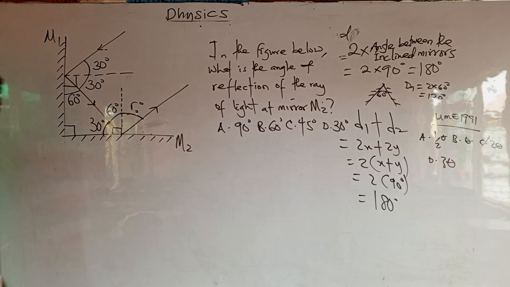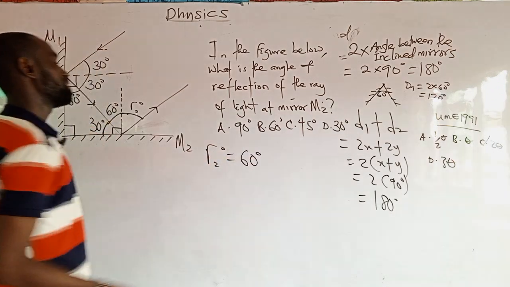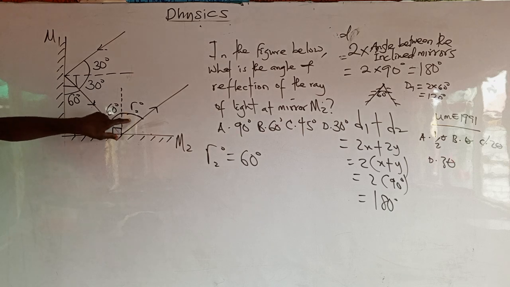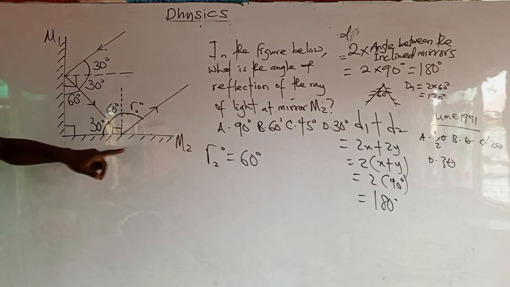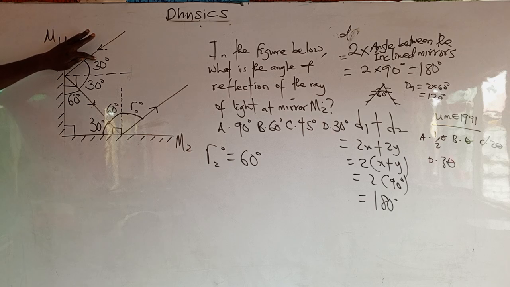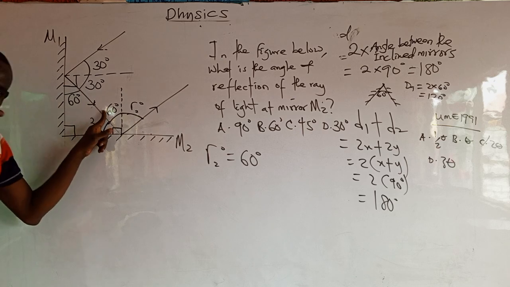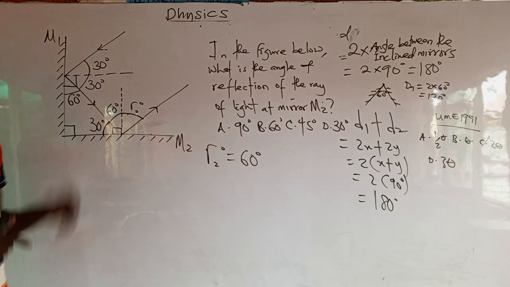What will be our angle of reflection at mirror M2? 60. Why? Because the angle of incidence is equal to the angle of reflection. Are you with me now? We have to find this one, not this one. This is the glancing angle. This is the angle of reflection at mirror M2. This is the angle of incidence at mirror M1. Angle of reflection at mirror M1. Angle of incidence at mirror M2. Angle of reflection at mirror M2.